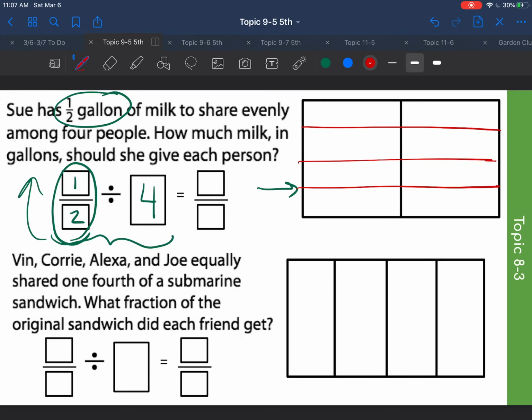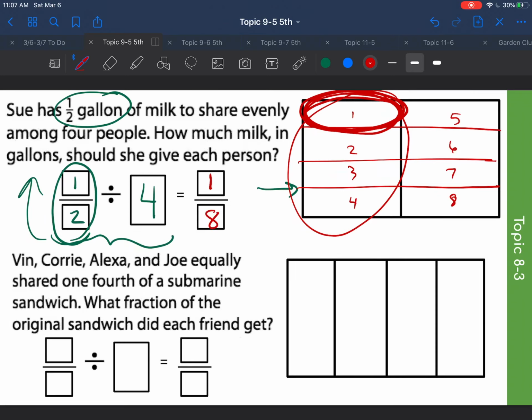Okay, so this is the half. Each person is getting one of this. So it's 1 out of 1, 2, 3, 4, 5, 6, 7, 8. 1/8. So each person is going to get 1/8 of a gallon.